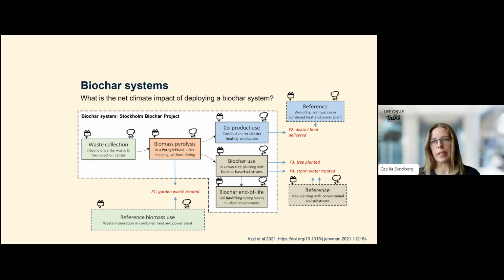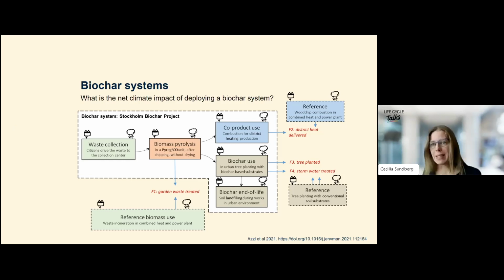And eventually, in decades ahead, that soil substrate can end up in landfills. And here we have several functions then in such a system. This garden waste is treated, and to understand the climate impact, here we need to compare to how that garden waste would otherwise have been treated. We produce district heat and need to compare that to alternative production of district heating.